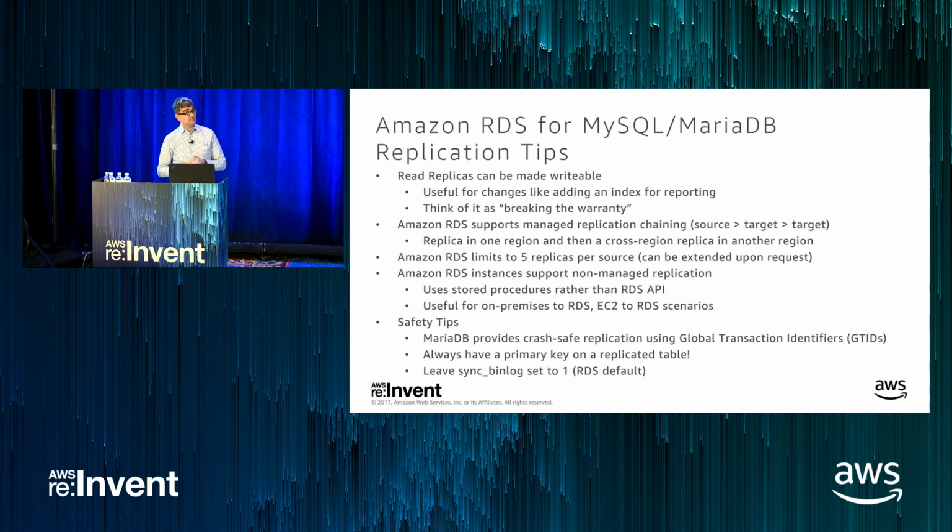You can also have these managed replication chains. You can go from a source to a target to another target. You can have a read replica in one region and then a cross-region read replica in another region. There are limits: you can have only up to 5 replicas per source today. You can also replicate to non-RDS instances. This would not be a managed replication scenario.